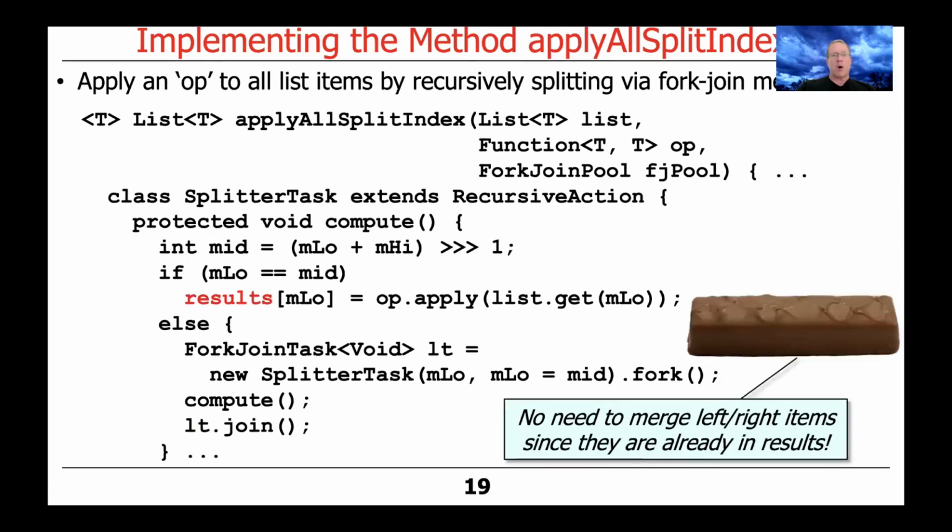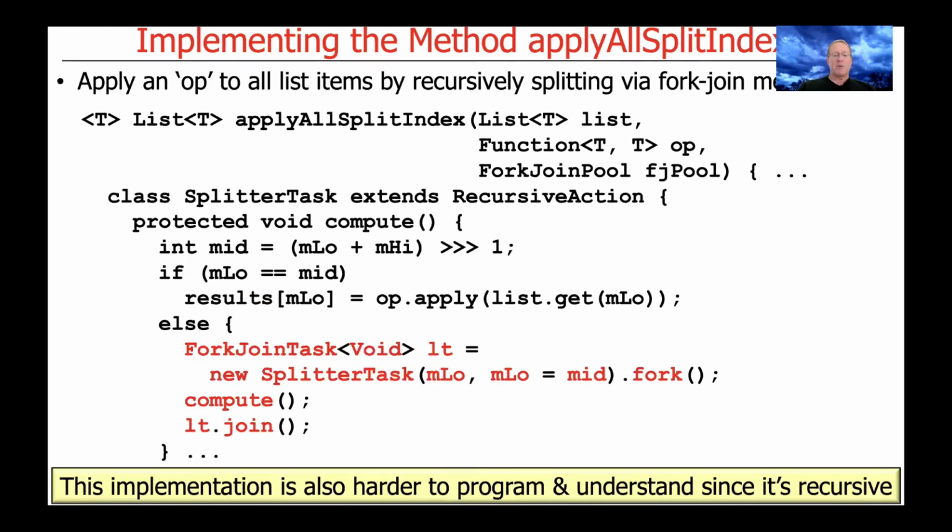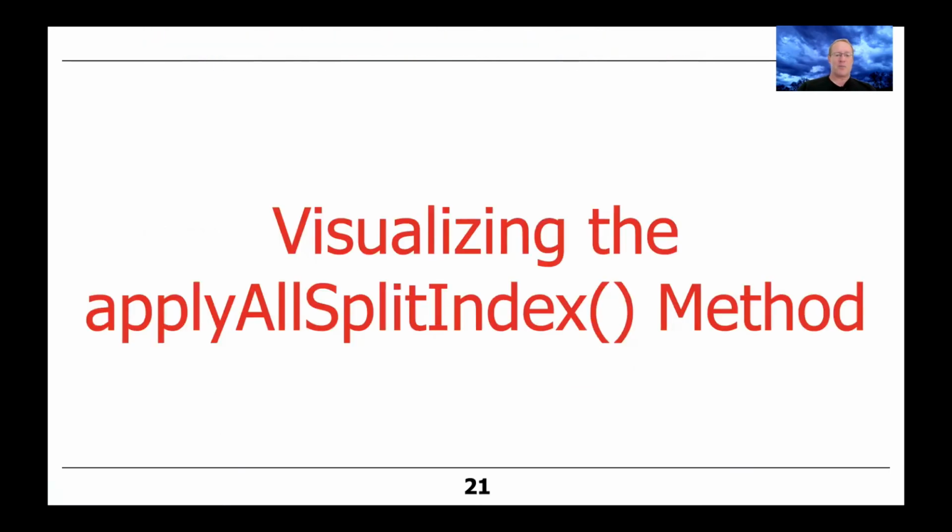There's no need to merge anything in this approach because everything's already been stored back into the results array by virtue of the way that the base case of the recursion behaved. Now, this implementation is arguably a little harder to understand and to program than our earlier approach, the applyAllItter implementation, that just walked through the original list and did basically fork, fork, fork on each of the items. So there darn well better be a benefit that comes from doing things this way. Otherwise, why go to all this trouble?